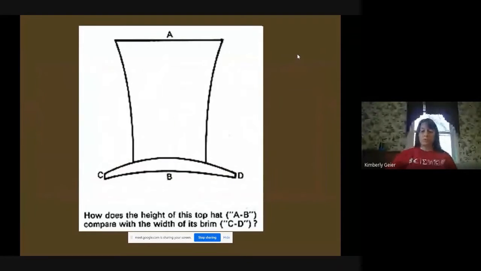How about this picture? This is a top hat. How does the height of this top hat, the distance from A to B, compare with the width of its brim, C to D? You know what? They're actually the same.